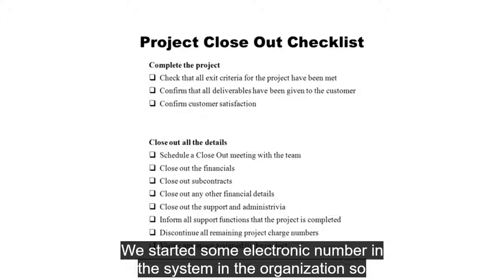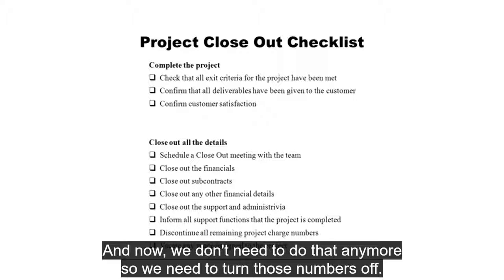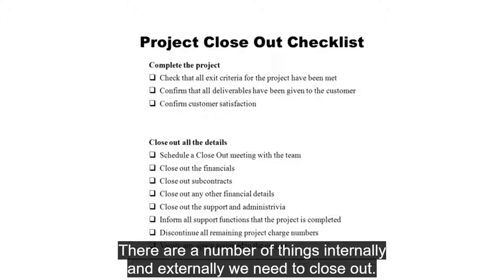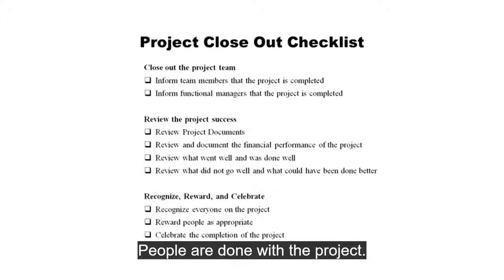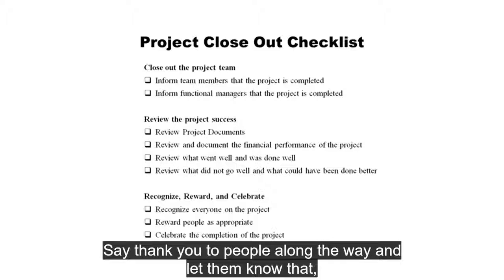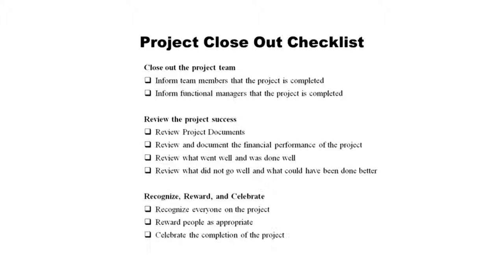We started some electronic number in the system in the organization so that we could charge our time against this project, and now we don't need to do that anymore, so we need to turn those numbers off. There are a number of things internally and externally we need to close out. We also need to just stop the project team. People are done with the project. Project is over, finished, done. Let people know that. Say thank you to people along the way and let them know that this thing is finished. Review the project success.